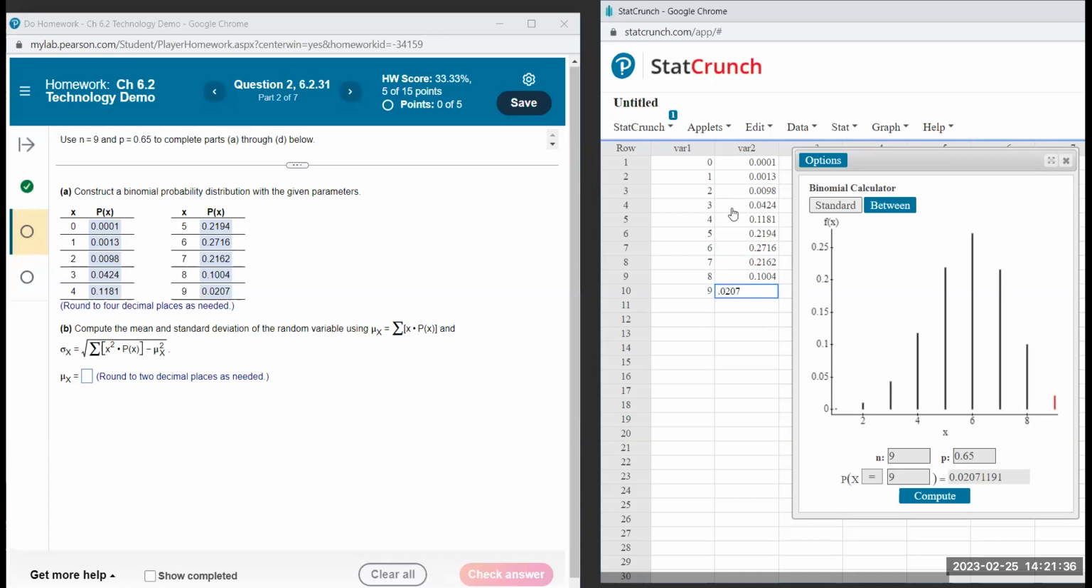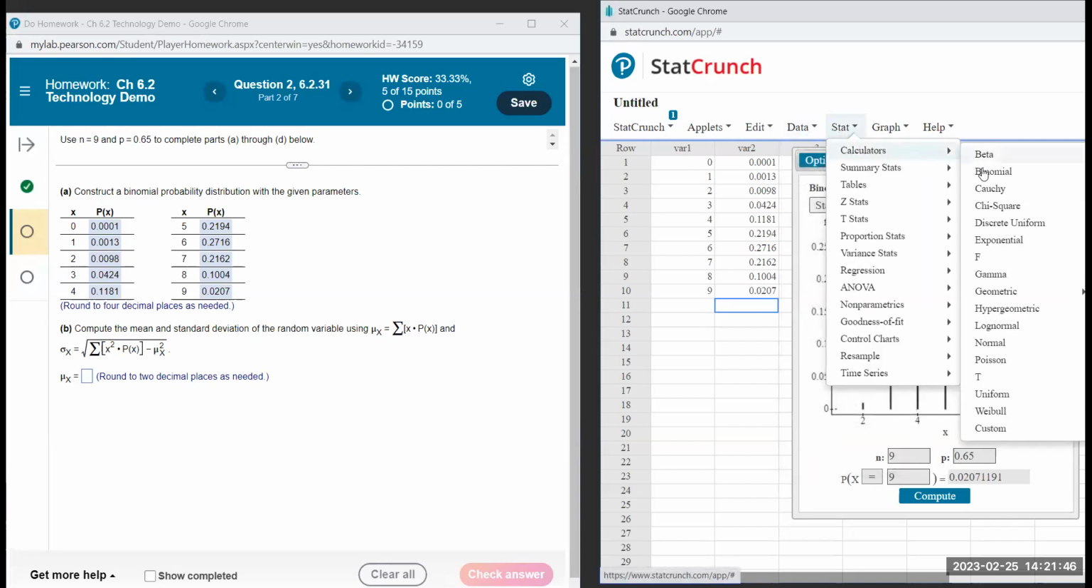0.0207. Regardless, our average should be somewhere around 6, our mean, right? That's what we would think the center of this distribution would be. Okay, so where we had our stat calculators, instead of doing the binomial, we're going to customize it when there's more than 2 outcomes.